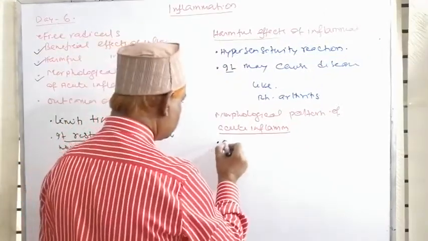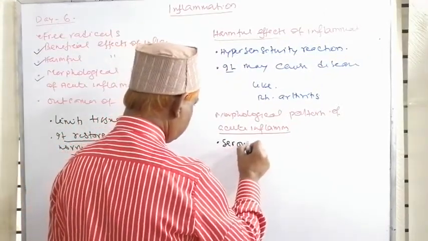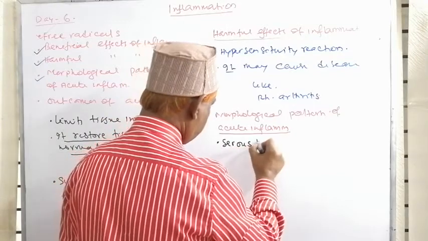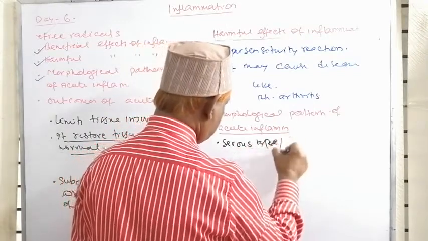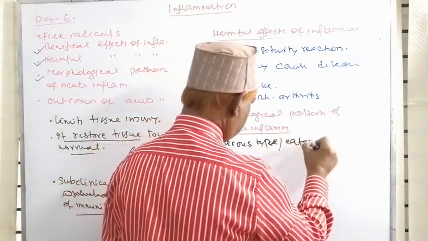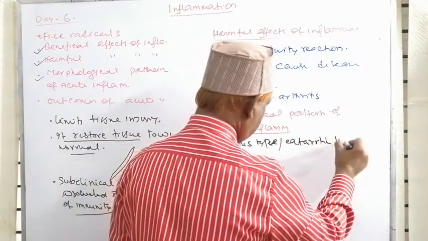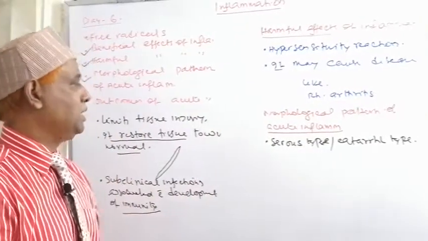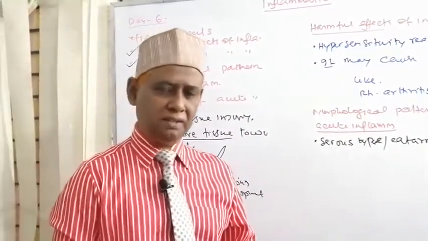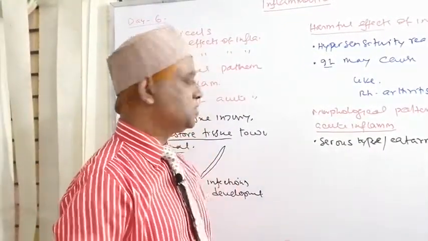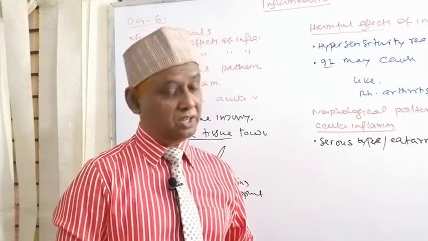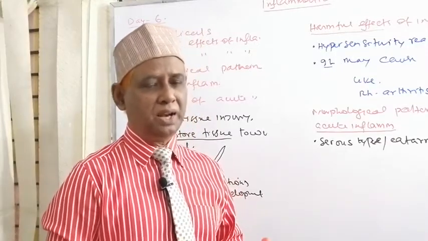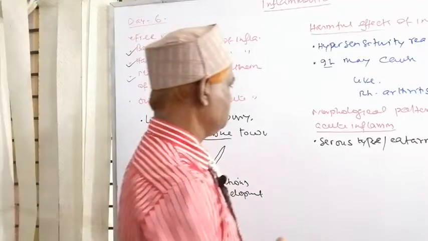It may be serous type, or it is also called catarrhal type. The acute inflammation where the exudate is watery, such type of acute inflammation is called serous type of acute inflammation. For an example, acute allergic rhinitis.